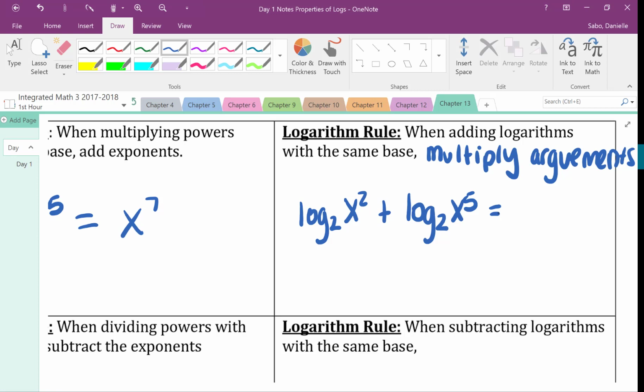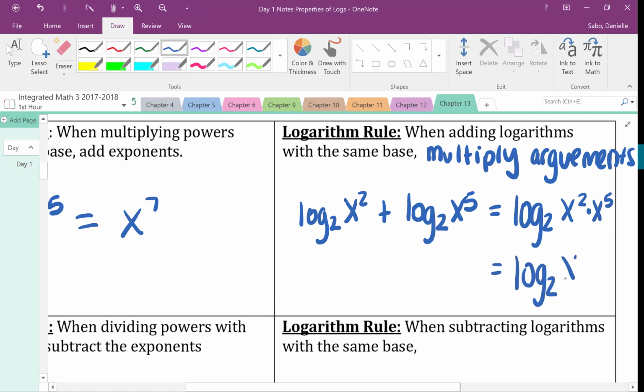What are we going to do with those now? Based off our rule, yeah, we're going to multiply them. So now it becomes 1 log, which is actually really nice. So this is called condensing. We're condensing the logs, which we'll get more into soon. We have log base 2 with an argument of x squared and x to the 5th. But we know what that is. When we multiply them together, what do we get again?